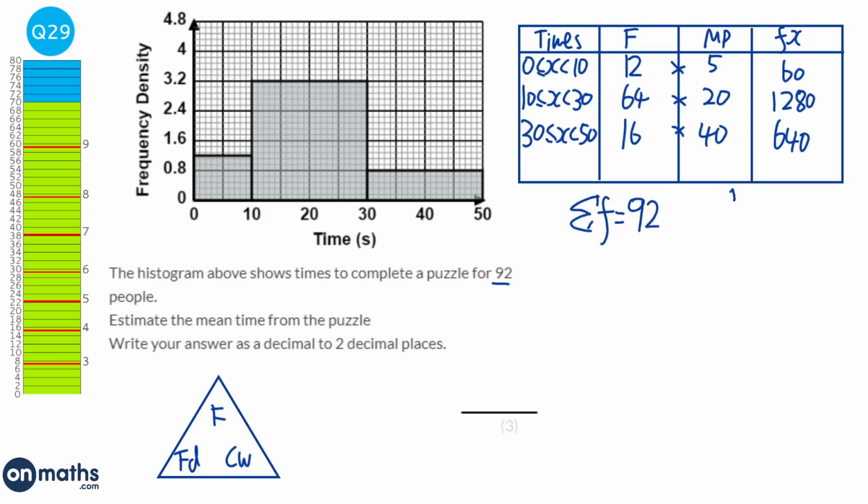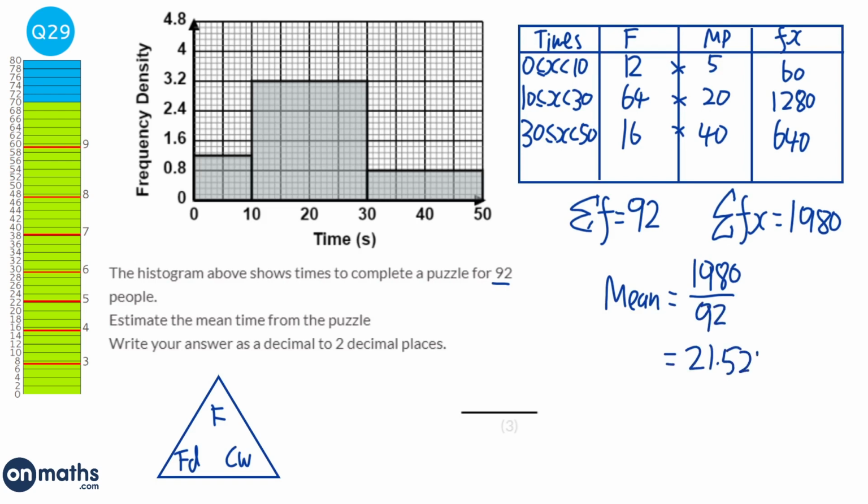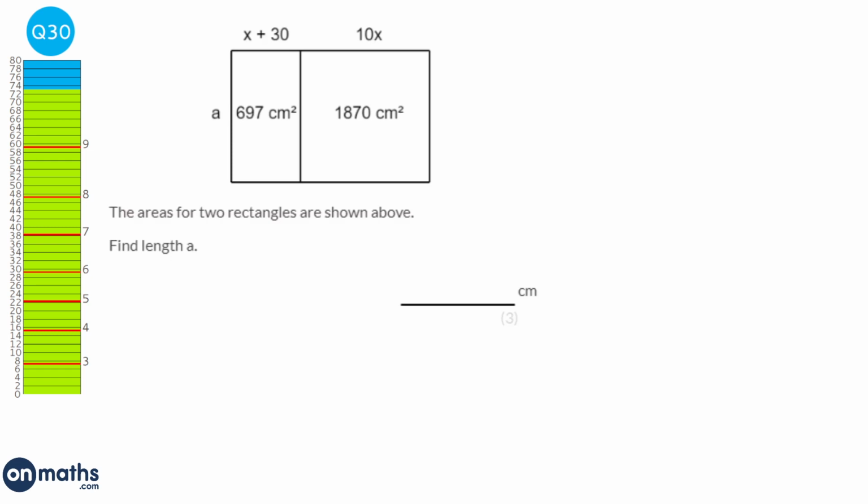Okay, so let's do the sum of the fx by adding up these numbers here, and you get 1980. So to find the mean, we do the sum of fx over the sum of the frequencies, and that will give us 21.521..., and to 2 decimal places, which is what the question asks for, it's 21.52.